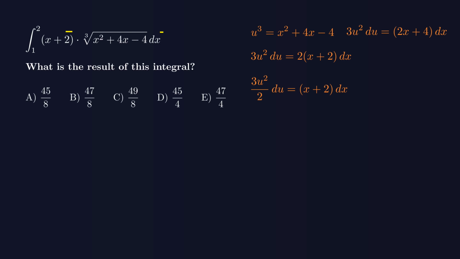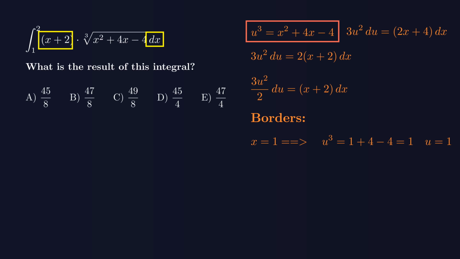Look, in our original integral we had (x + 2) dx. Perfect. And the cube root part? We already defined that as u. Now let's find the new limits, using the equation u³ = x² + 4x − 4. If x = 1, the lower limit, then u = 1. If x = 2, the upper limit, then u = 2.